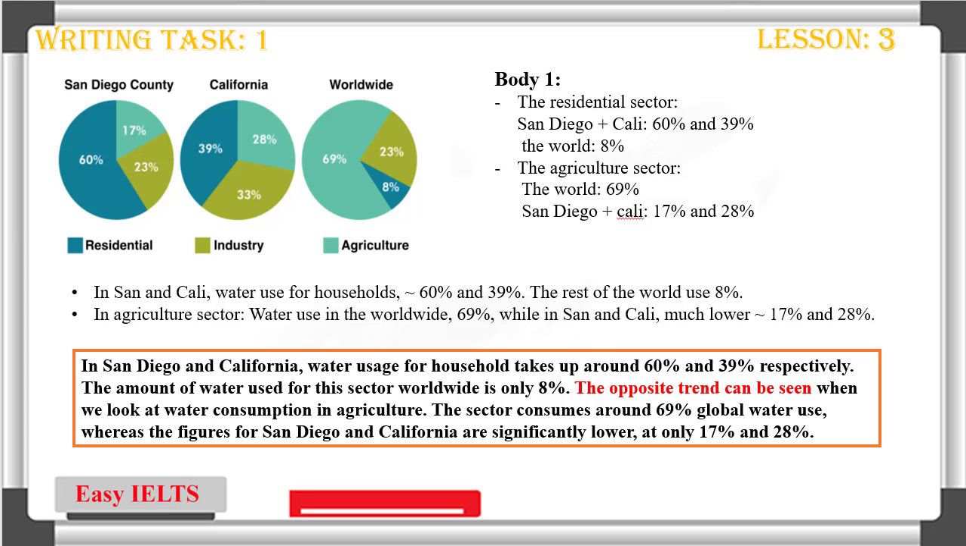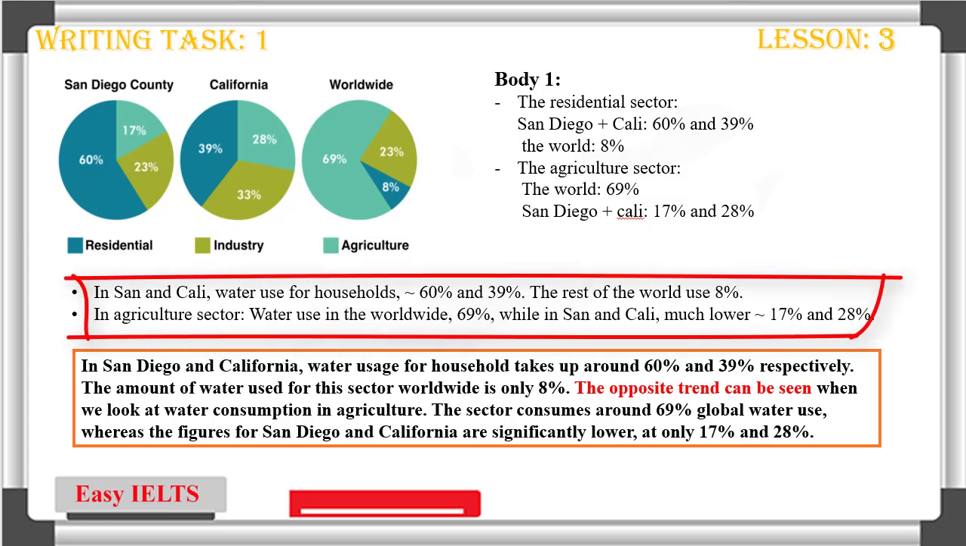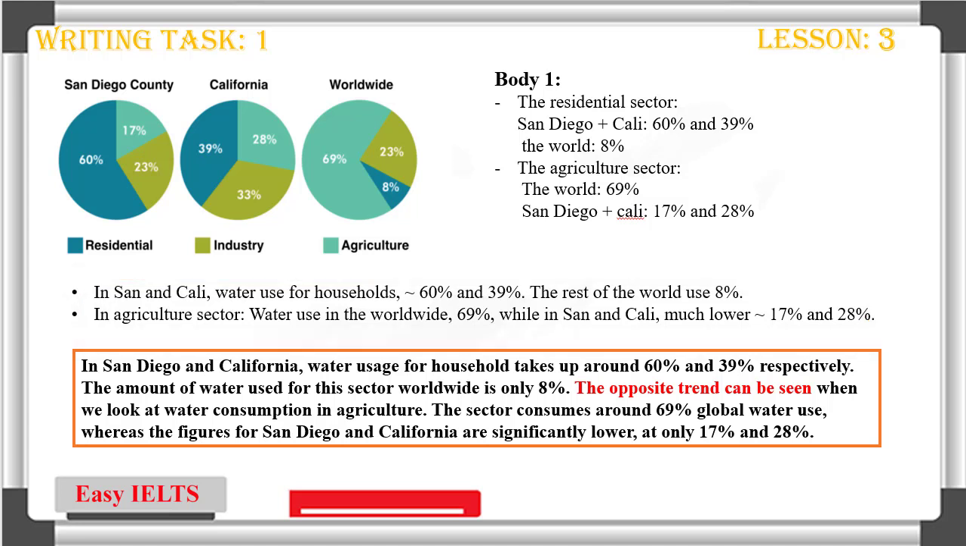To make this a little clearer, I have written down my notes into simplified sentences, as you can see in the middle of the slide. Still divided up into the 2 sectors of residential and agricultural water usage, I have written down how my sentences will be structured for the text.